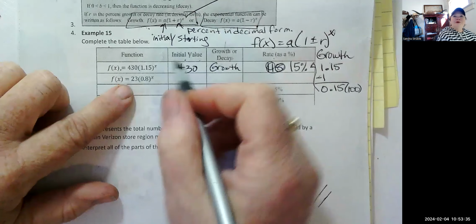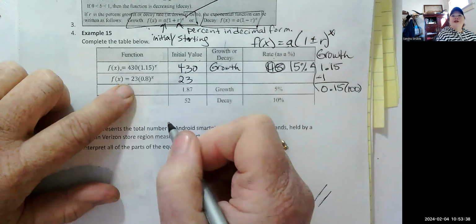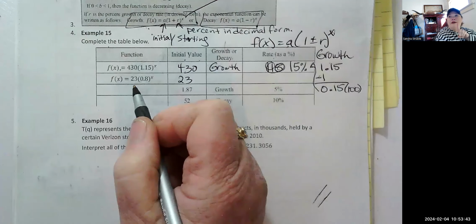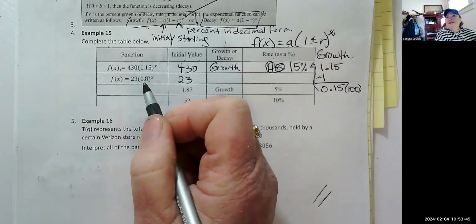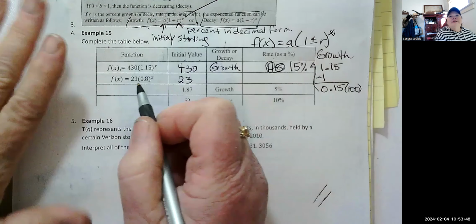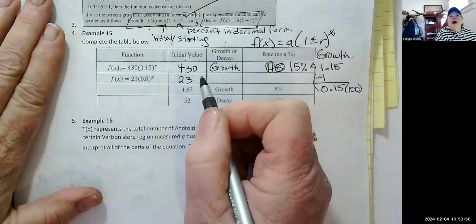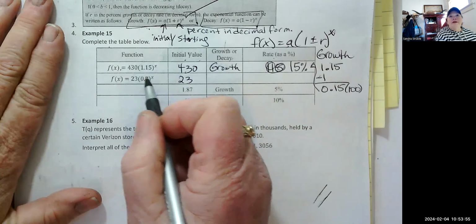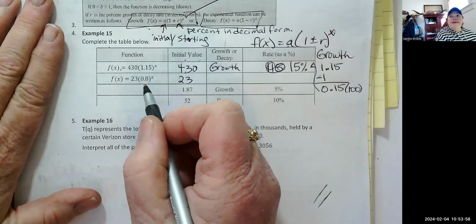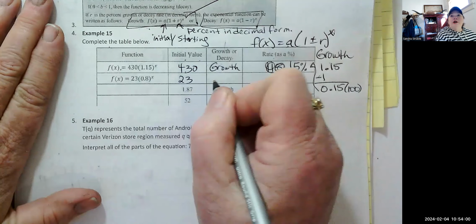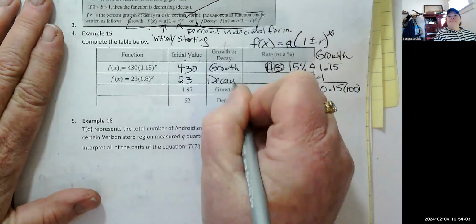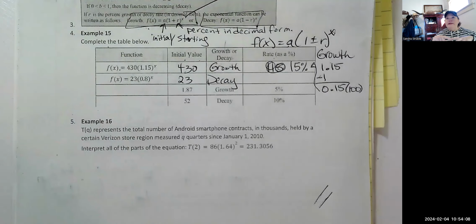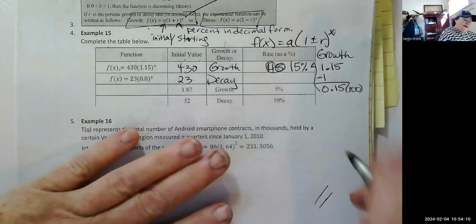Let's start with the initial value, which is 23. It's just the number in front of the parenthesis. If there's no number in front of that parenthesis, remember that it's 1. It can't be 0, because then there would be no parenthesis, since anything times 0 is 0. So our initial value is 23. We have decay because the number inside of the parentheses is less than 1. That means that initial value 23 is going down. It's decaying, it's decreasing.